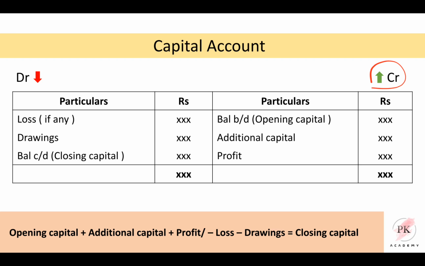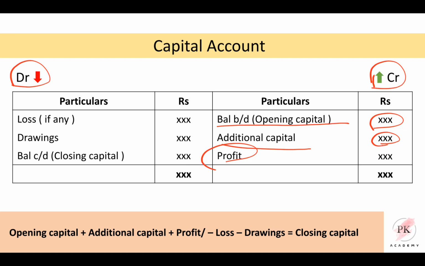Okay, whenever there's a capital increase, it should be credited because it's a liability account, and whenever there's a decrease in capital, it should be debited. Okay, so see, opening capital increases, so it is credited, and additional capital, extra amount of capital given, so again capital increases, so it is credited.